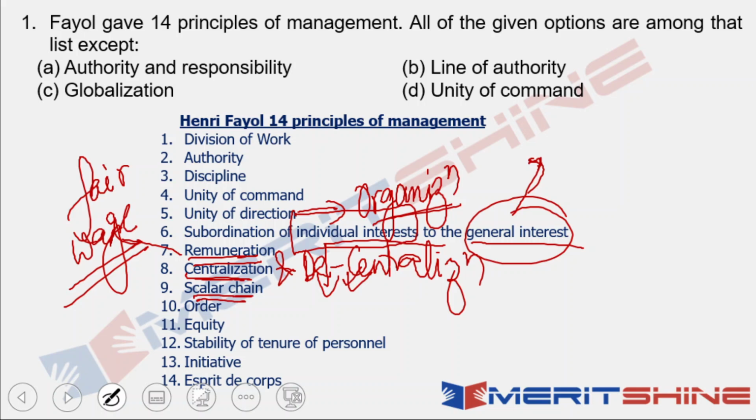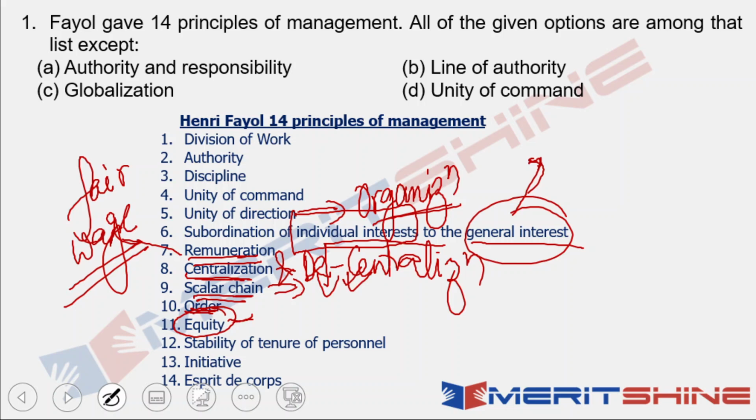Then scalar chain. Scalar chain means the line of authority from top management to the lowest rank. So there should be a clear scalar chain. Then order. Order means people and materials should be in the right place at the right time. So they should be in an order. Then equity. Equity means that you should have an equitable way of dealing with your subordinates. Please understand, what does it mean? It means that managers should be fair to their subordinates.